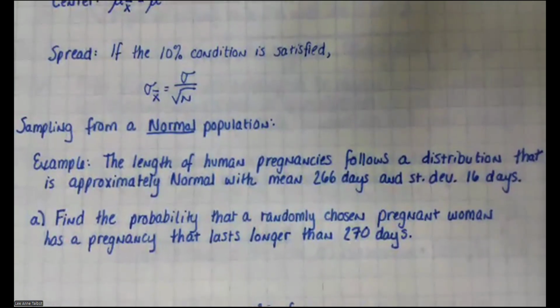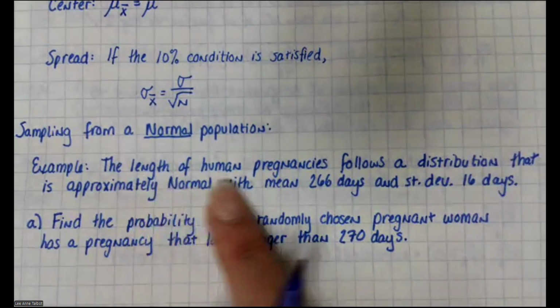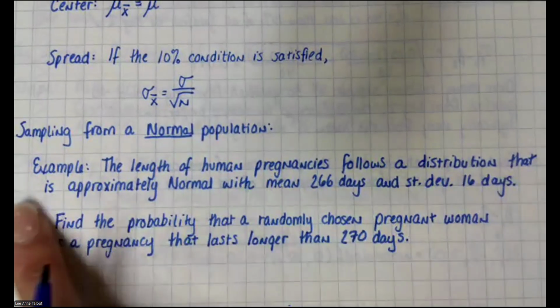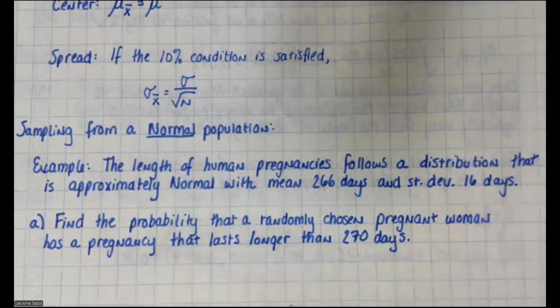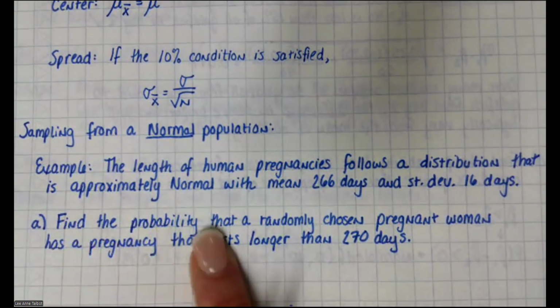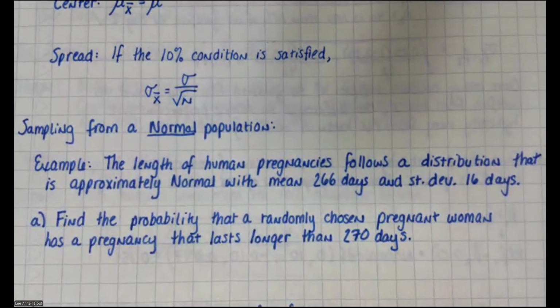Okay. Did you guys write this already? Okay. The length of human pregnancies follows a distribution that is approximately normal with mean 266 days and standard deviation 16 days. Find the probability that a randomly chosen pregnant woman has a pregnancy that lasts longer than 270 days.